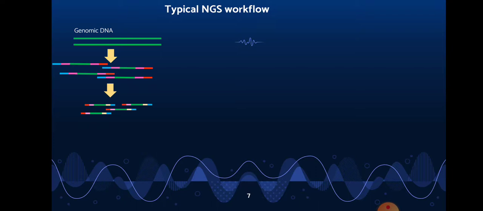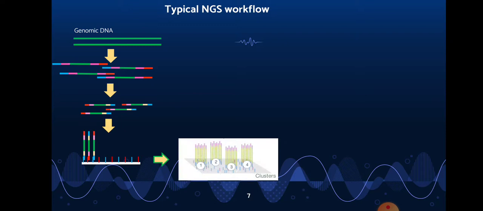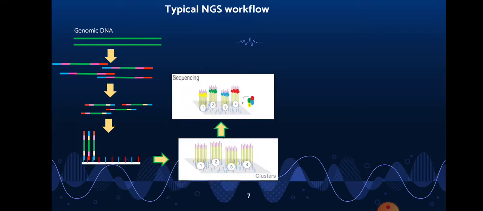This solution, or the library, is then loaded to an NGS machine where there is a special type of glass slide coated with the complementary primers of the fragments present in the library. Thus, they will bind to the glass surface and it will look something like this. After binding, the machine will perform PCR and generate millions and millions of clones of each fragment, known as a cluster. Once these clusters are generated, the sequencing will start in a similar way to how Sanger sequencing happens.